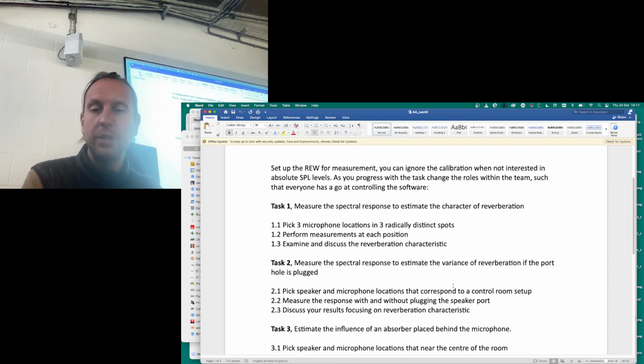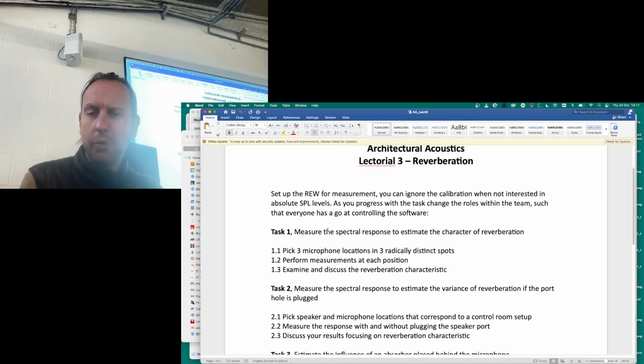Cool, so we did notice the problem with the port. Now, remind me what happened with the character of reverberation in 3 radically distinct spots. Does anyone want to share their conclusions on this?